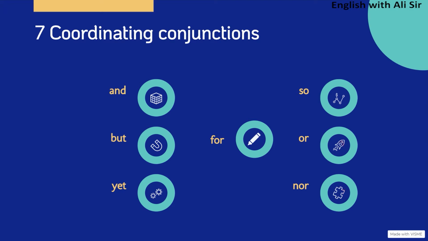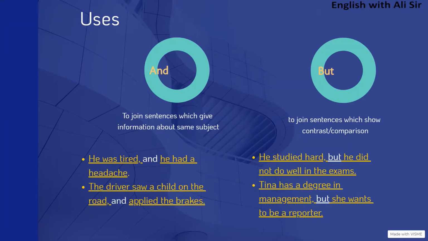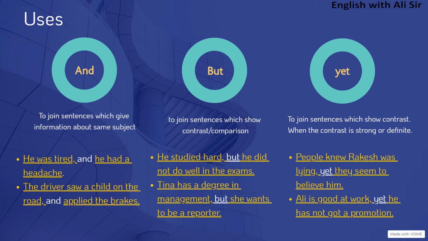Usually there are 7 coordinating conjunctions: and, but, yet, so, or, nor, and for. So these are general coordinating conjunctions. Let's explain it one by one. And is used to join two sentences which are of simple nature or which give information about the same subject.